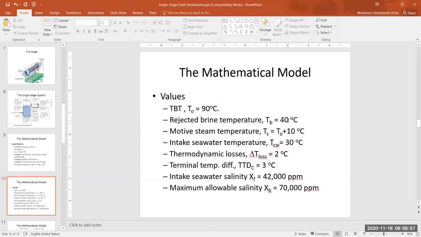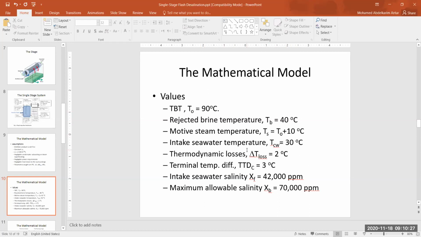40 degrees centigrade is the rejected brine temperature. Steam temperature is higher than the top brine temperature by 10, and this is just for the size effect of the process, for the size of the brine heater. Cooling water is coming at 30 degrees centigrade. Thermodynamic losses in every effect is 2 degrees centigrade. This is due to the losses due to friction, losses due to boiling point elevation, and so on.